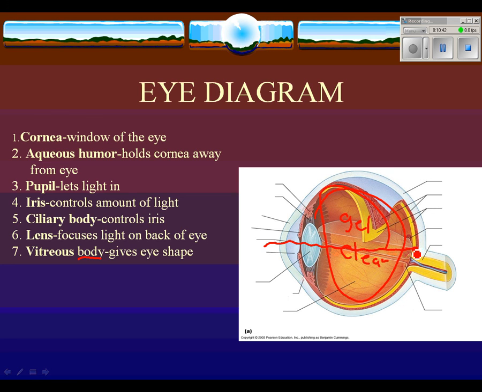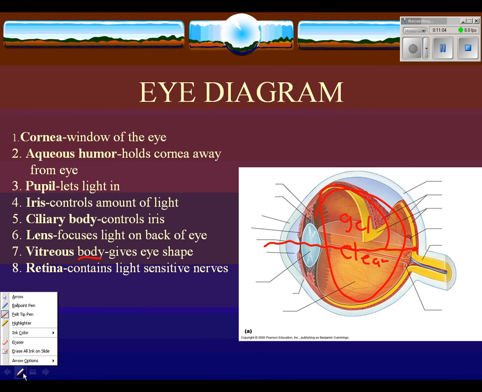Now, every once in a while, there are little parts of cells and stuff that drift down through that gel, and you may see those in your vision as specks or moving objects. But generally, the vitreous body stays clear, and it gives the eye its shape and helps transmit light through.